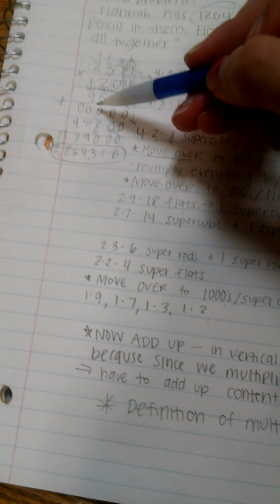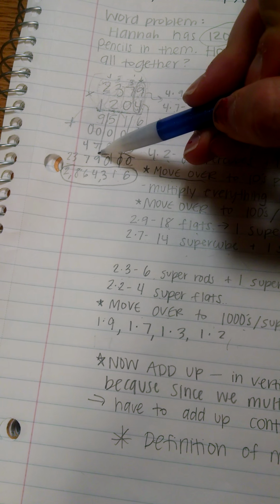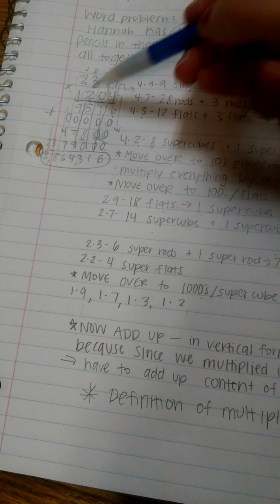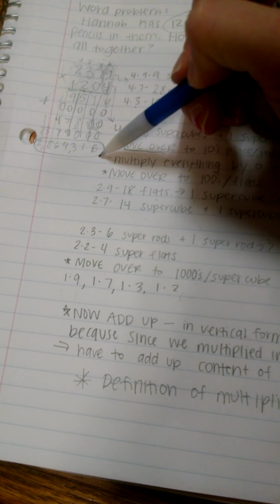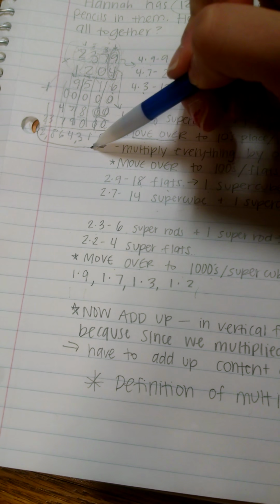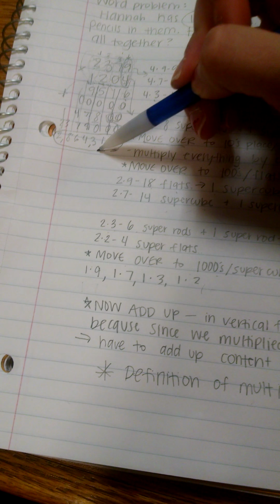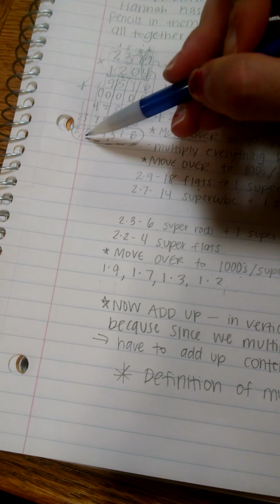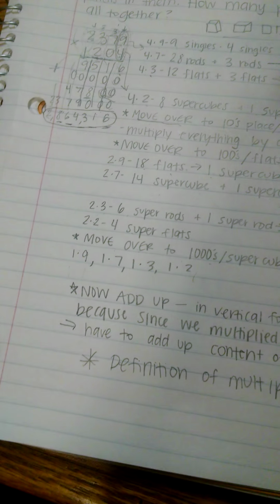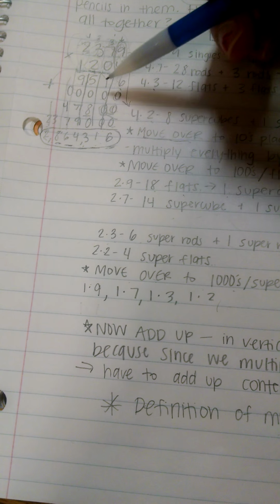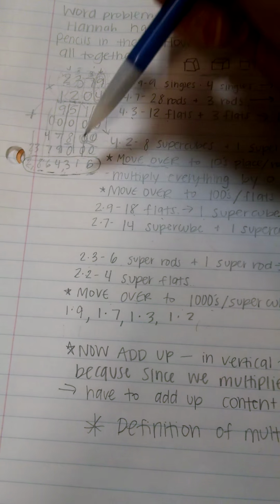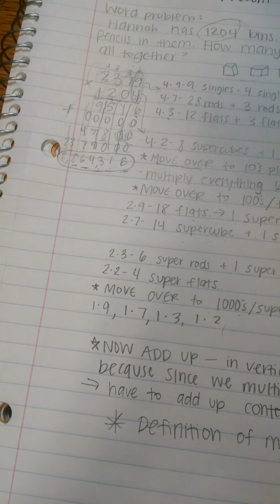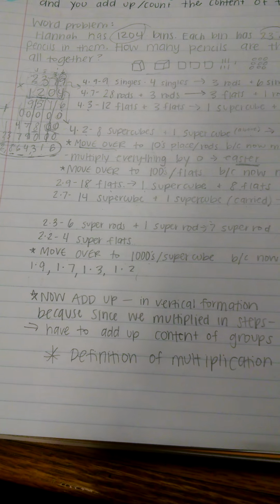And just like multiplying, we are dividing these up into sub-problems because we are working with different units. We have the singles, we have the rods, the flats, the supercube, super rod, and continue. So since we're in different units, we have to divide it up. And we can't just add up all these in one problem. We have to divide it up to make it easier for us.